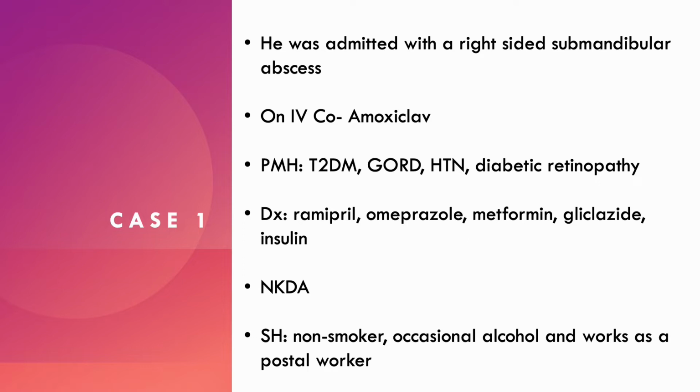Their diabetes has progressed so much that they're no longer producing sufficient insulin despite not being type 1 diabetic. The patient doesn't have any allergies, and the patient's a non-smoker who occasionally has alcohol and currently works as a postal worker. So with this background knowledge, do you have any ideas what may be precipitating the patient's symptoms?